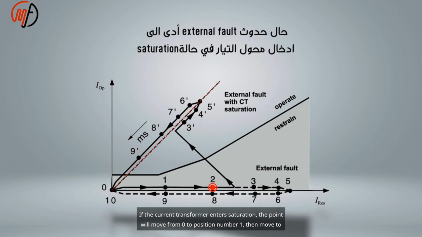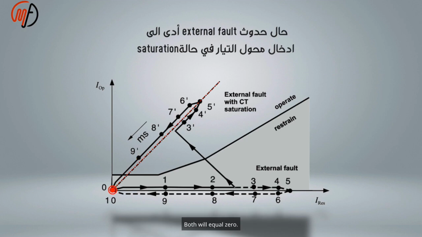0. If the current transformer enters saturation, the point will move from 0 to position number 1, then move to number 2 horizontally. Notice how the value of I restrain initially increased while the I operating current remained low at a certain moment in time, and then the I operating current suddenly rose. At this point, it returned to 0 from 7 to 8, and so on, due to the fault currents when the circuit breaker opened, where both I restrain and I operating current became 0.